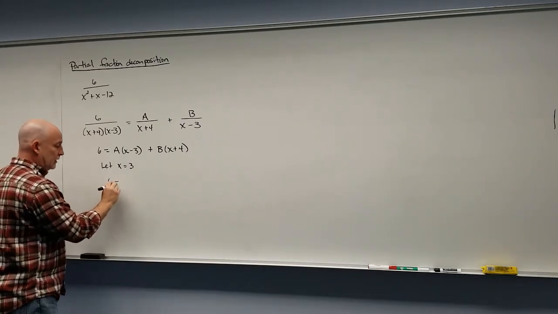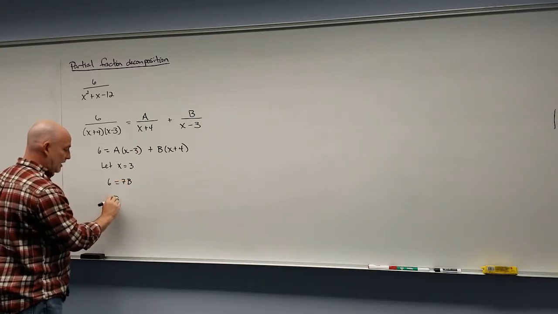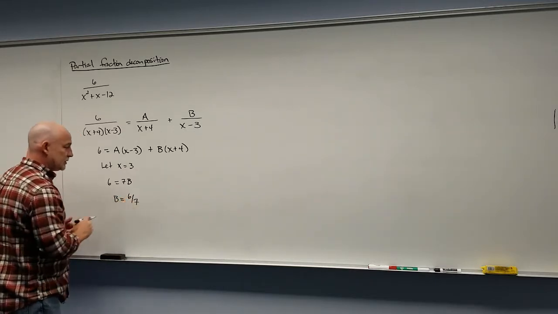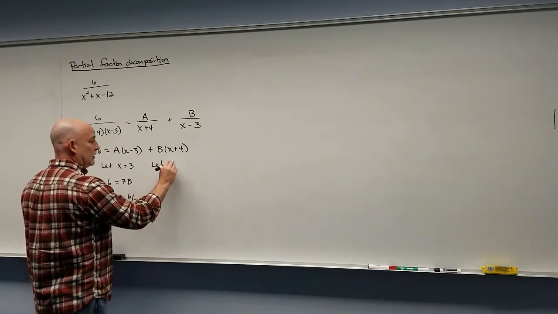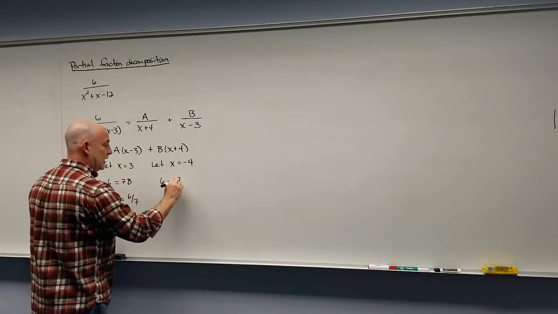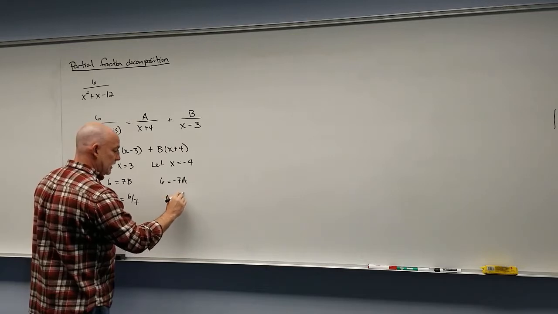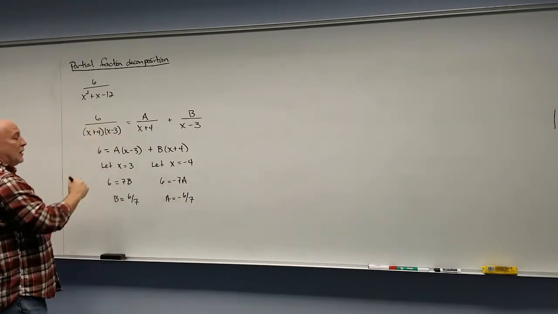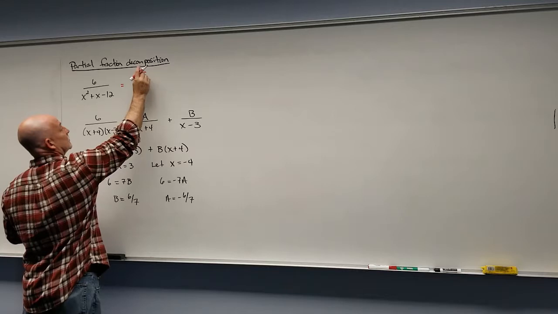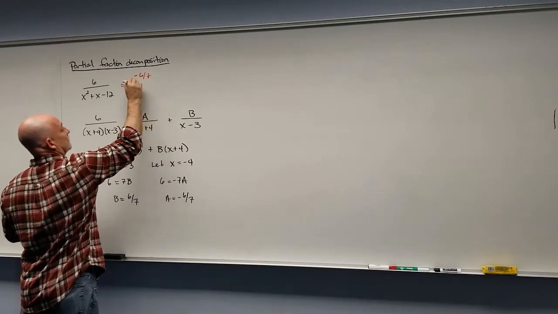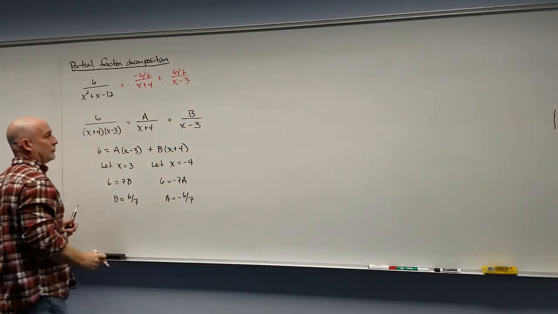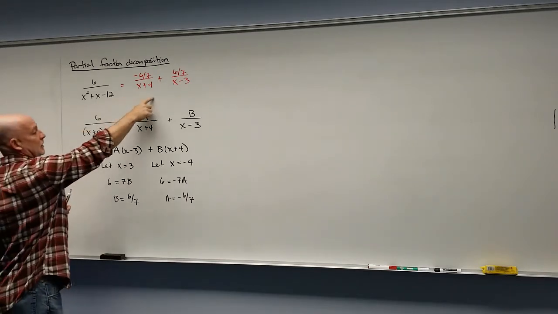So if x is equal to 3, you'd end up with 6 equals 7b. So now we have a value for b: not 7/6, but 6/7. Now we could also let x be another value. Let's let it be -4 to get rid of that. If we put -4 in there, we'd have 6 is equal to -7a. So a is equal to -6/7. So now we have a value for a and b. So technically we can go back up here and say our original fraction was -6/7 over x plus 4, plus 6/7 over x minus 3. So we were able to break the original fraction up into two pieces.